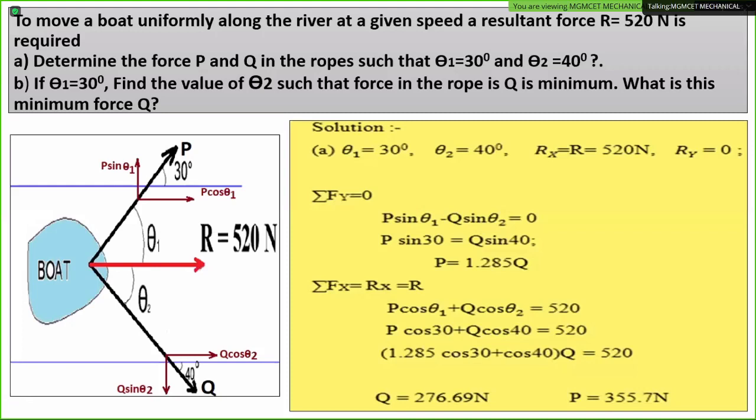So it's not always necessary that a concurrent force system is given, with 4-5 forces, and you have to find out the resultant. Sometimes the resultant will also be given to you, and you have to find out the unknown forces. So here we had 2 unknown forces, and we found out the 2 unknown forces.